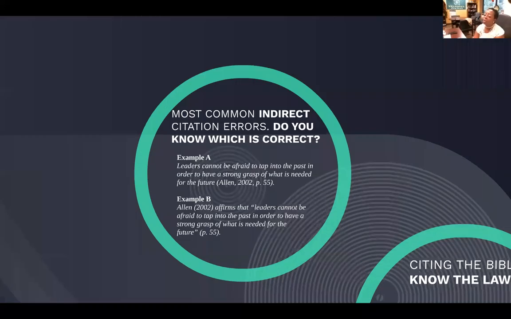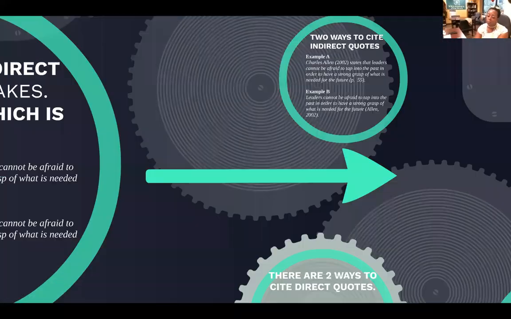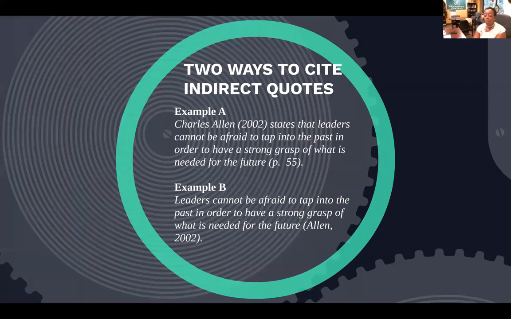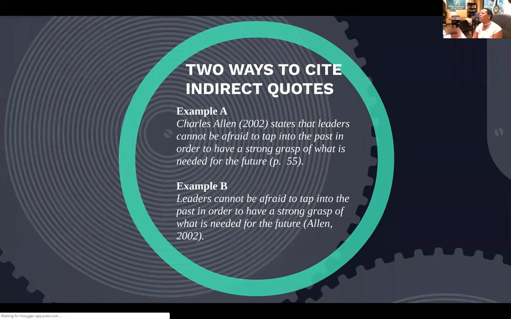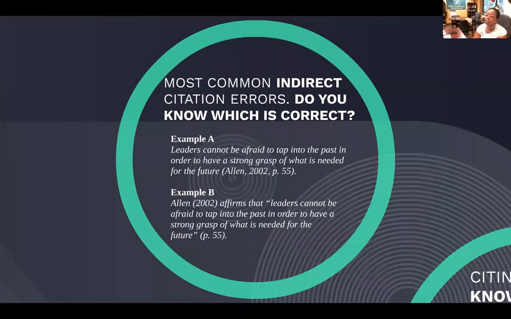So once again, I have included the common errors that students sometimes make when citing, and I want you to look at example A and example B, and I want you to determine which is correct. Okay. Now, if you chose, again, I get so excited, I move too fast. I'm going to go back. If you chose example A, you are correct. Notice example B includes quotations. That is a clear indicator that this is not an indirect quote, but rather a direct quote.